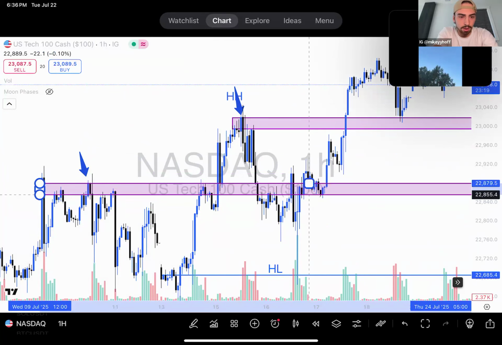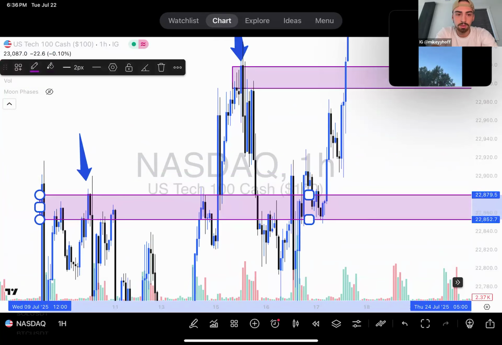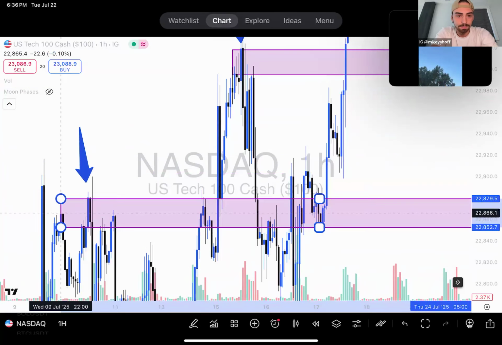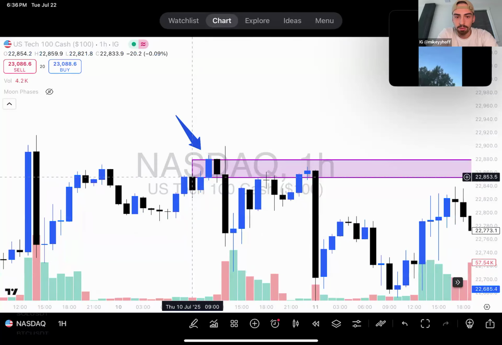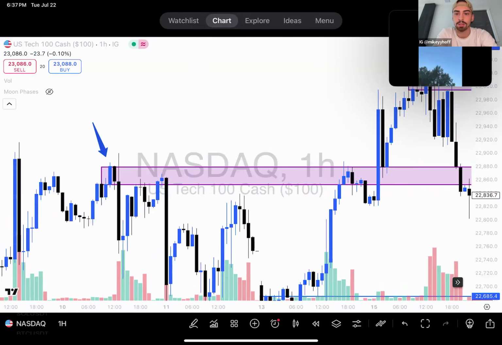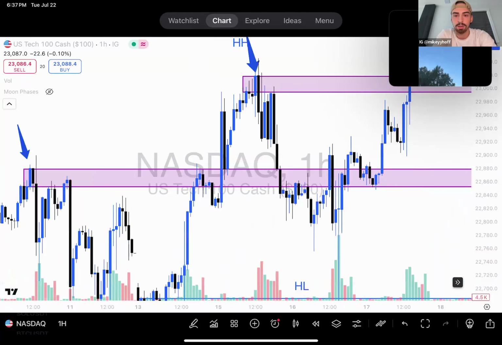And also for marking out your zones, you want to use not from wick to wick for that specific candle, right? But you can see I marked it out from the bottom of the body of that candle to the top of that body from that candle, right? We're not looking for the wick to wick. We're looking just for the body of that candle.